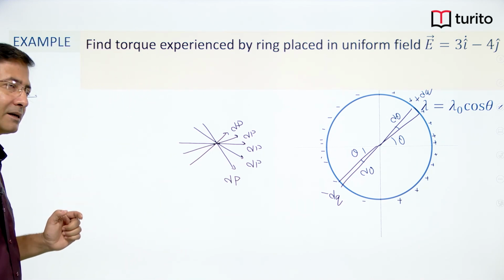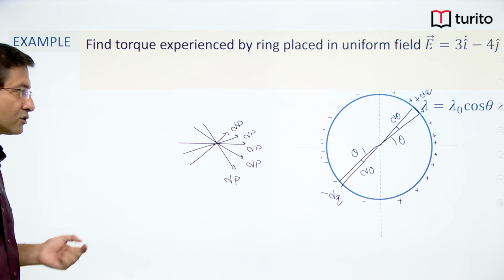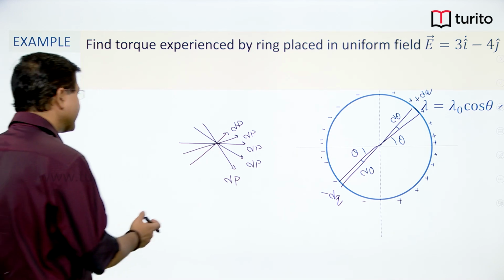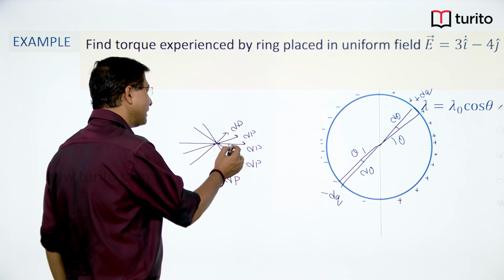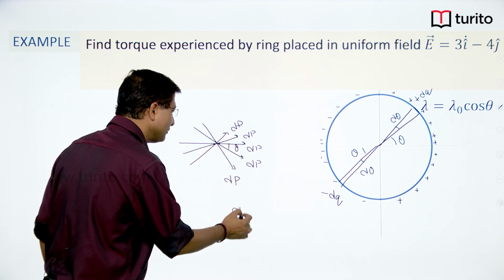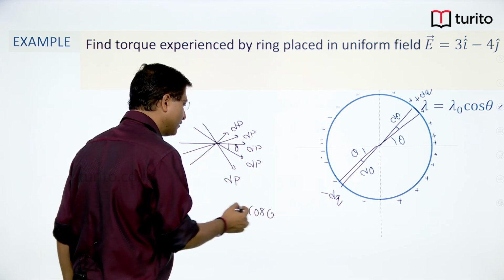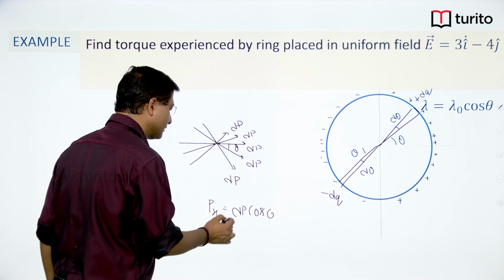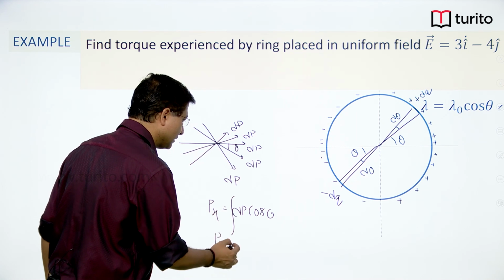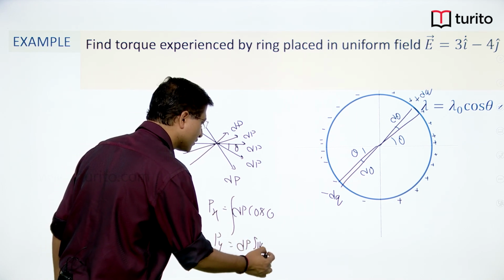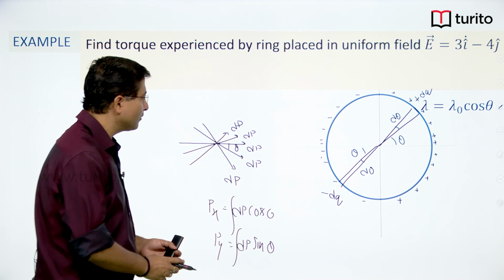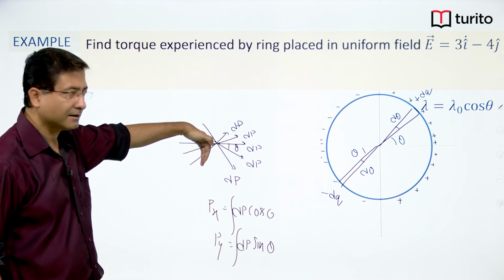In this case what is happening, that vector is changing its direction. So I can resolve the component. If I am writing it this way, then for general angle theta I will write dp cos theta. Dp cos theta will give me the x component of the dipole moment, and dp sin theta will give me the y component of the dipole moment. You can see dp cos and dp sin.